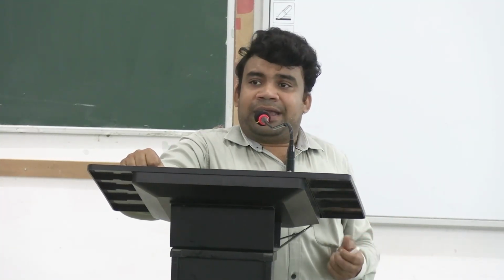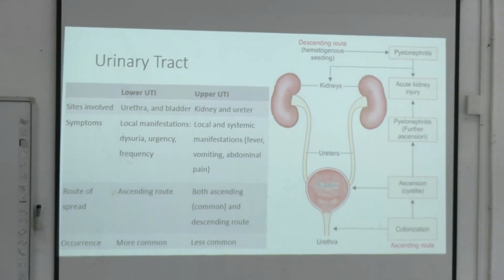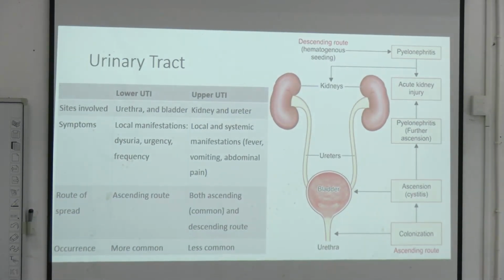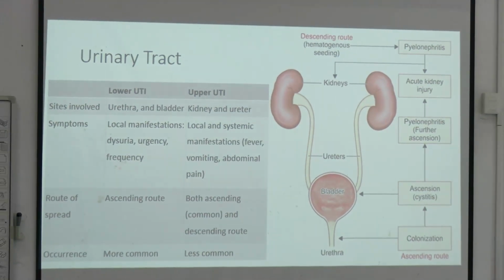What is the anatomical delineation for differentiating between upper and lower urinary tract infections? Any infection involving the bladder and the urethra will be considered a lower urinary tract infection, and any infection which involves the kidneys or the ureters will be considered an upper urinary tract infection. If you look at the differences between the two, very important is the route of spread. In upper urinary tract infections, the spread can be both ascending or descending, whereas in lower urinary tract infections, the route of spread is ascending.